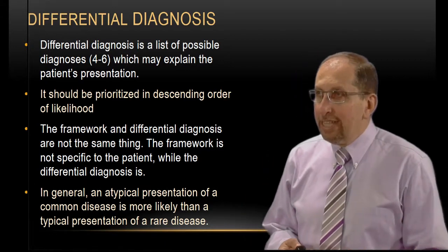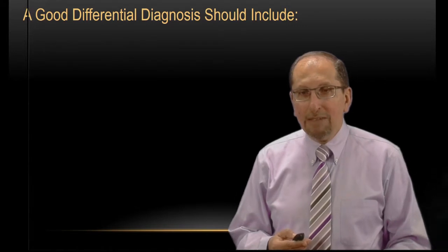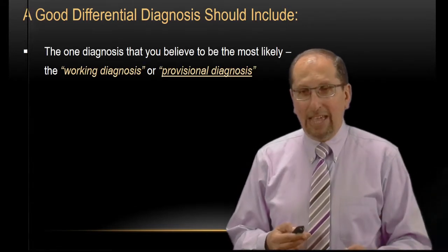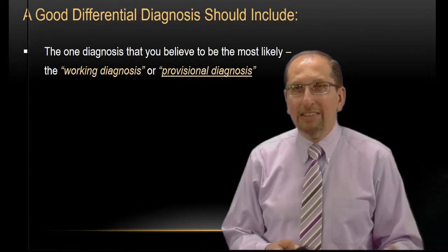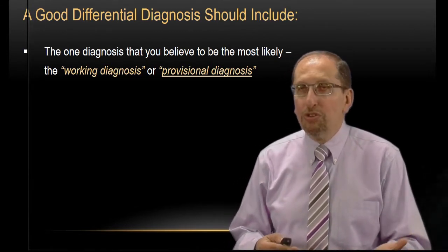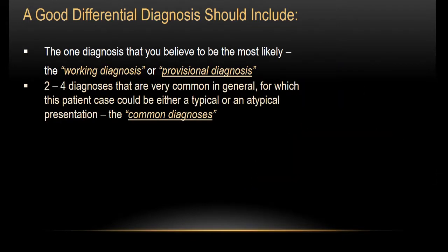Now, a good differential diagnosis should include 4 types of diagnoses. The first type is the most likely diagnosis, the one that you believe is most likely going to be the patient's diagnosis, and this we describe as the working diagnosis or the provisional diagnosis. The second one is you put kind of 2 to 4 diagnoses that are very common diseases in general, for which the patient case could be either a typical or an atypical presentation, and we call this the common diagnosis.